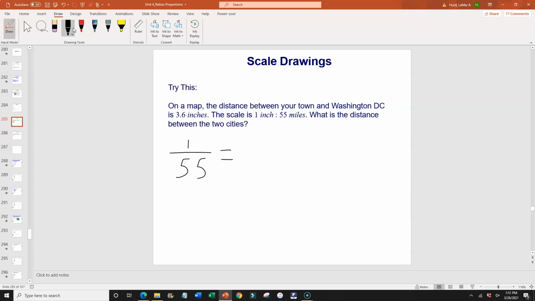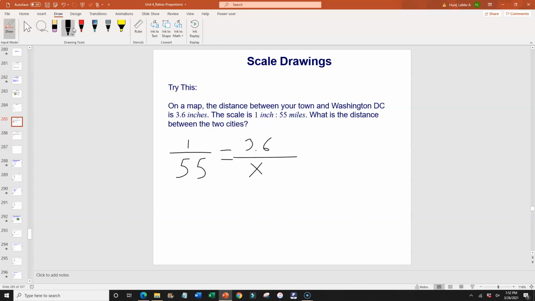Now I'm going to match up the inches, 3.6 on top, and then the miles we don't know because that is our question. We're trying to find the distance.